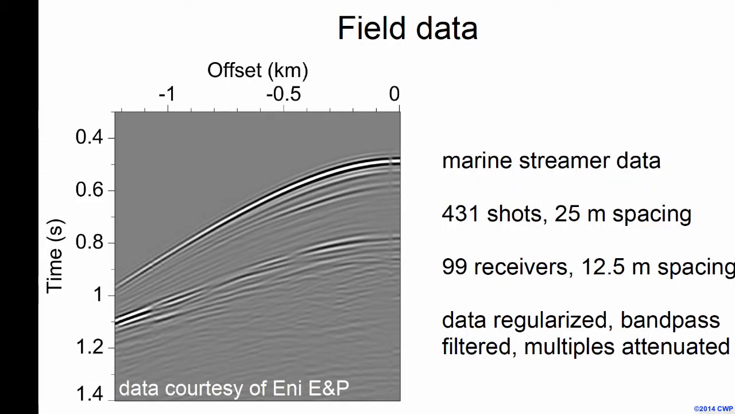Okay, so now moving on to the field data example. These data, as I mentioned before, were provided courtesy of any. These are marine streamer data, and the entire data set consists of more shots than what's listed here, but I'm just migrating a subset of the shots, which consists of 431 shots with 25-meter shot spacing, and then each shot has 99 receivers with a 12.5-meter receiver spacing. This corresponds to a maximum receiver offset of about 1.2 kilometers.